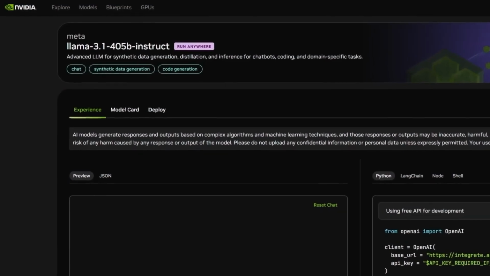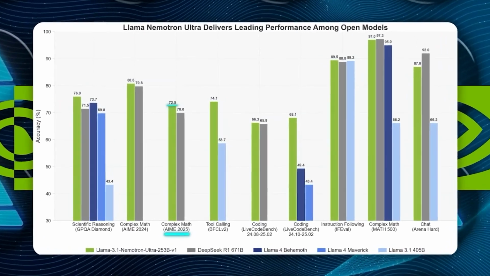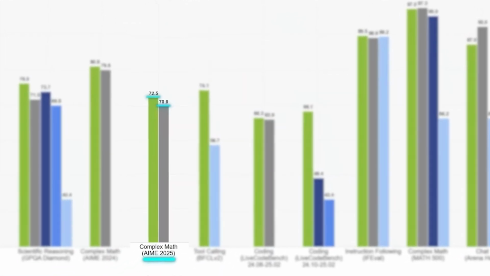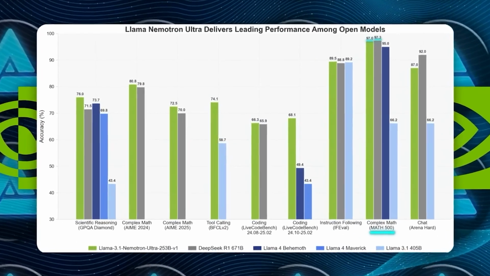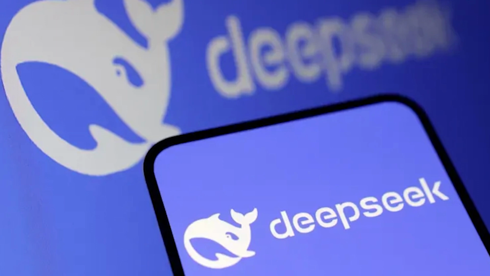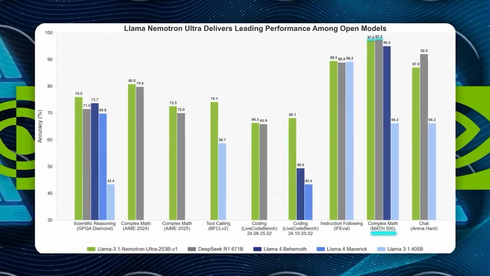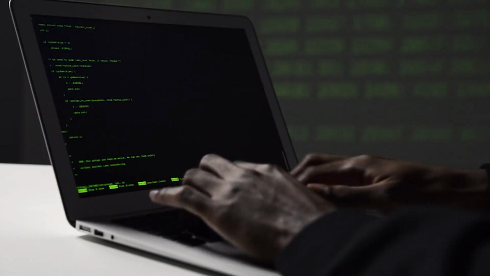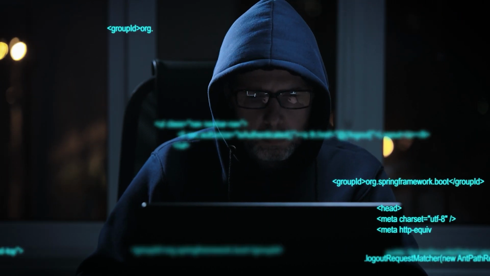and following instructions. Now, to be fair, DeepSeek R1 does still hold an edge in some specific math benchmarks. On AIME 25, tough math problems, DeepSeek gets 79.8% versus Nemotron 72.5%, and it slightly edges out on MATH 500, 97.3% versus 97%. So while DeepSeek is still a math whiz, these results strongly suggest that NVIDIA's dense, smaller model can match or even outperform larger MoE models on general reasoning and instruction alignment. That's a massive statement about model architecture and training efficiency.